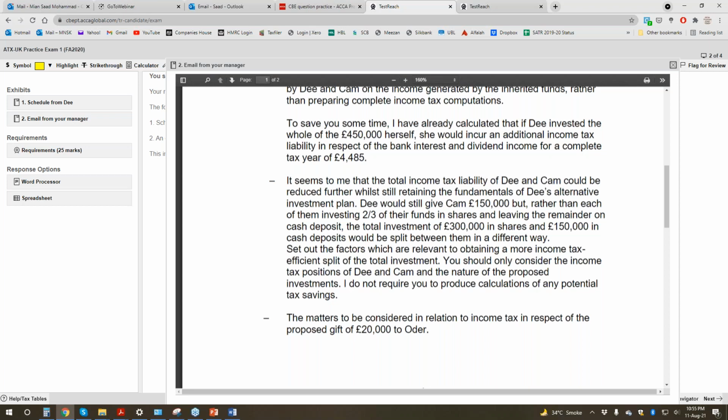You should only consider the income tax position of D and CAM and the nature of the proposed investment. I do not require you to produce calculations of any potential tax savings. That's fine. So for this part, I will not be calculating any tax savings.